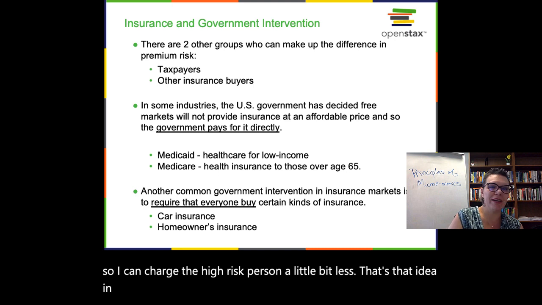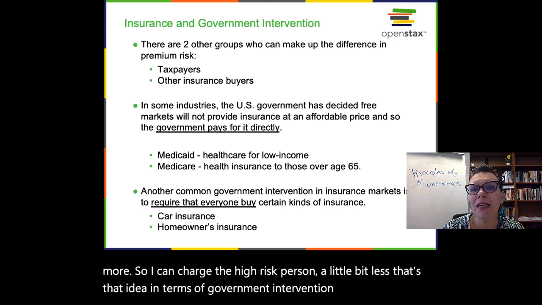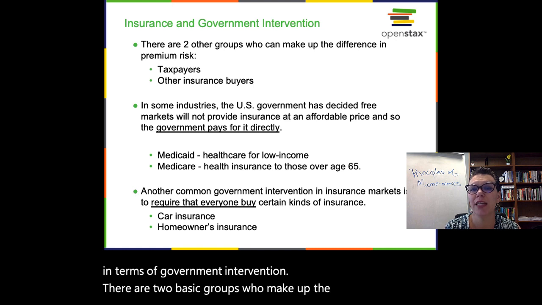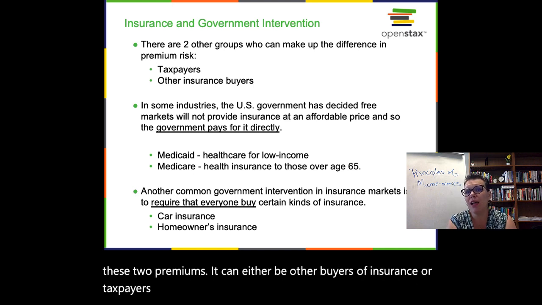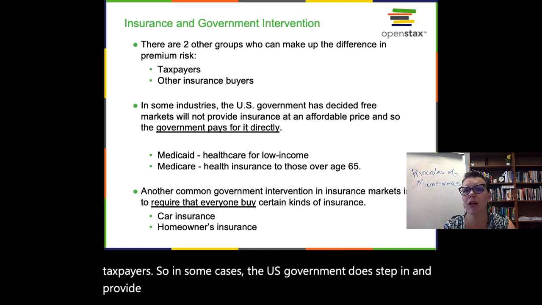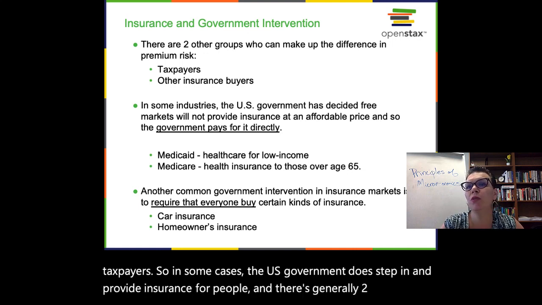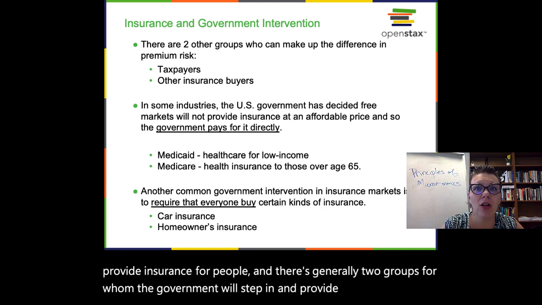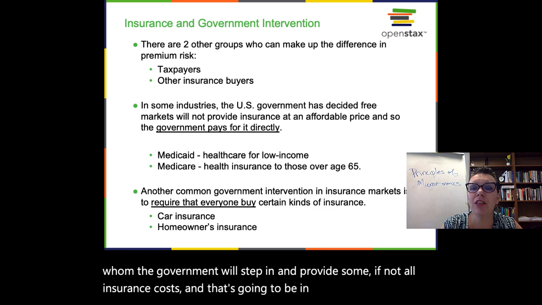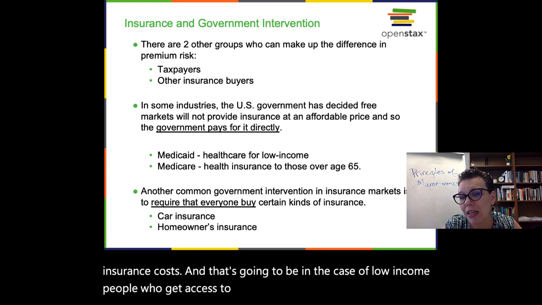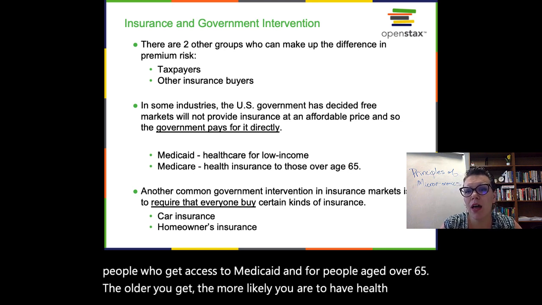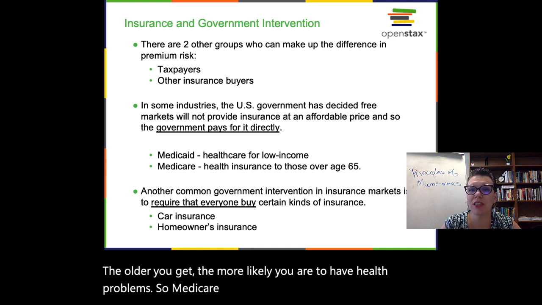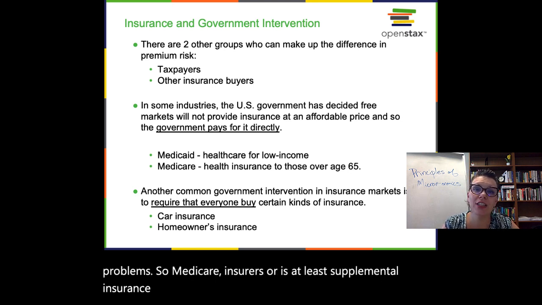In terms of government intervention, there are two basic groups who make up the difference between these two premiums. It can either be other buyers of insurance or taxpayers. So in some cases, the U.S. government does step in and provide insurance for people. There are generally two groups for whom the government will step in and provide some, if not all, insurance costs. That's low-income people who get access to Medicaid, and people aged over 65. The older you get, the more likely you are to have health problems. So Medicare insures, or is at least supplemental insurance, for people over the age of 65.